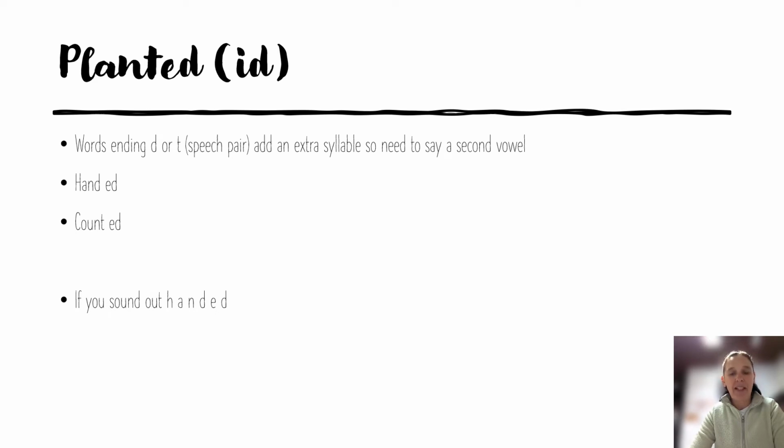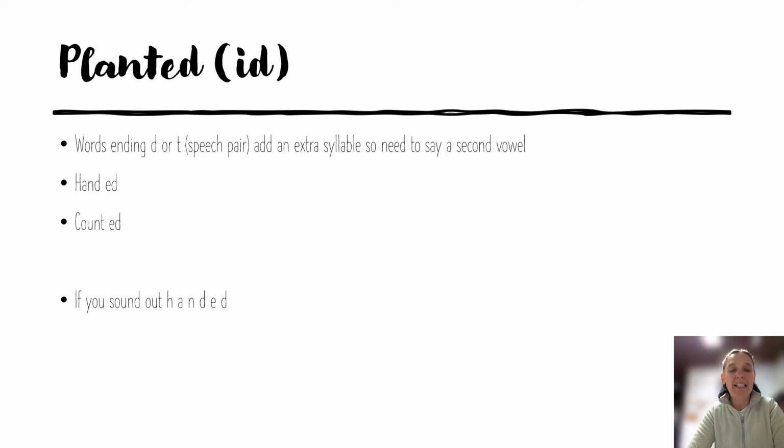So a speech pair is where 2 letters are said exactly the same. The only thing that is different is whether it's voiced or unvoiced. So if you say d and t, and you just put your hand here in front of your voice box and go d, t, d, t, the only difference you'll actually feel is here in your voice box. Your mouth and your lips and your teeth do exactly the same things for both sounds. So they're a speech pair.